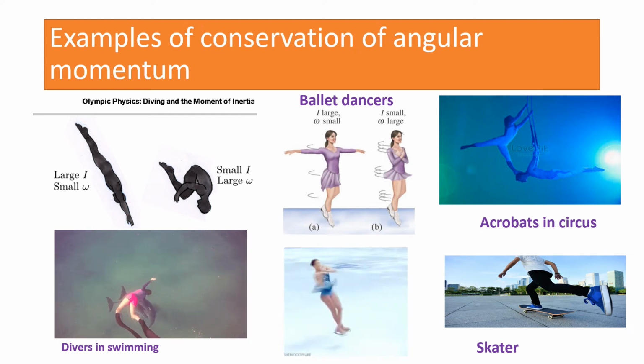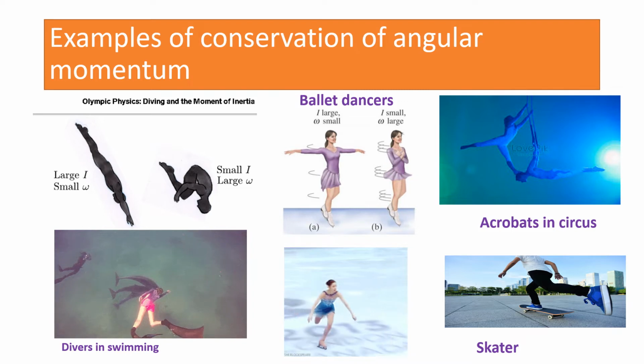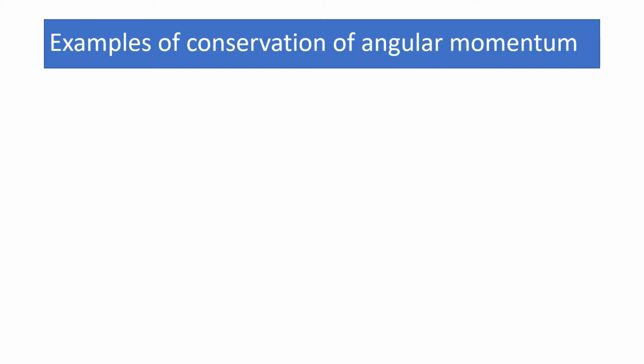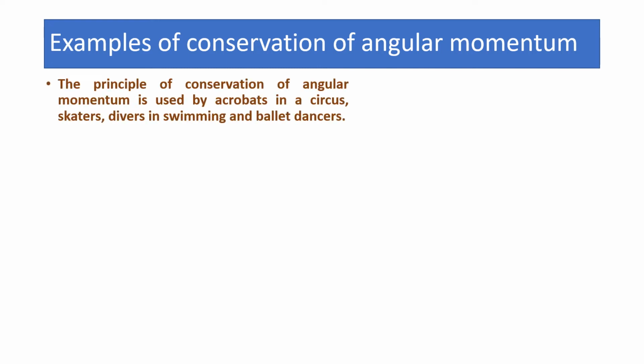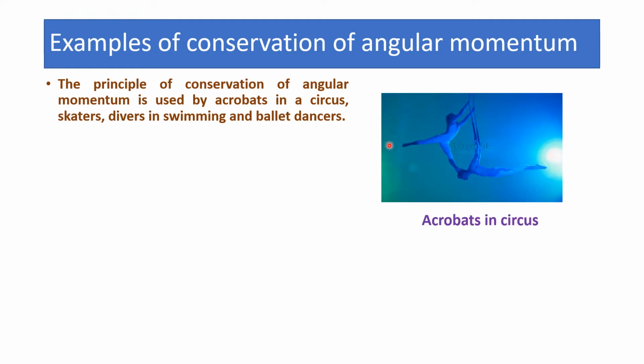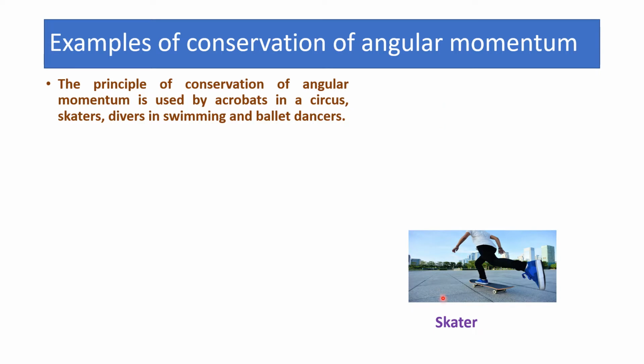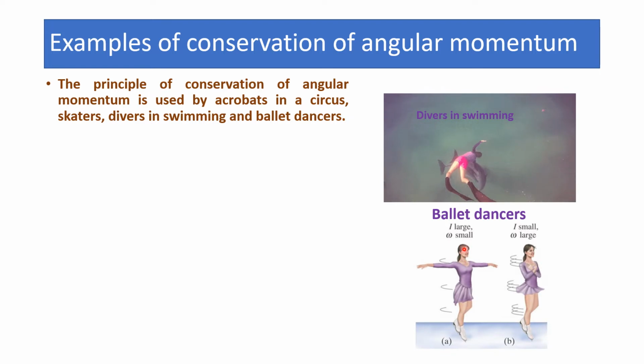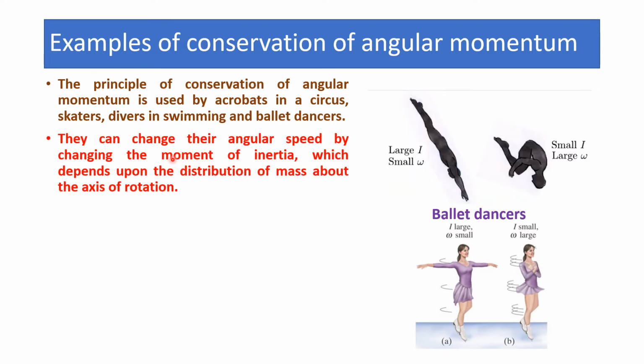Let us know about some examples of conservation of angular momentum. The principle of conservation of angular momentum is used by acrobats in a circus, skaters, divers in swimming, and ballet dancers. In each example, they can change their angular speed by changing the moment of inertia, which depends upon the distribution of mass about the axis of rotation.